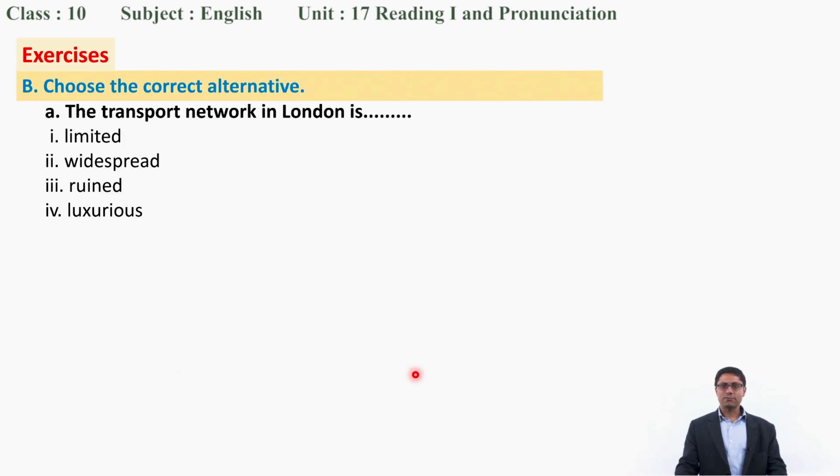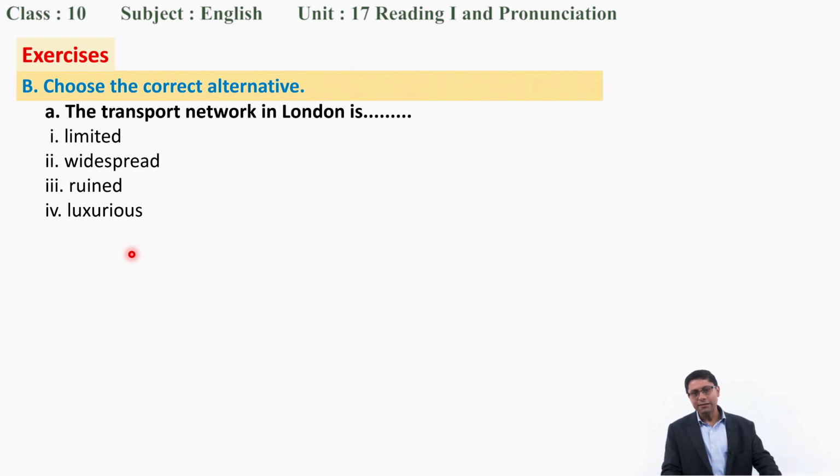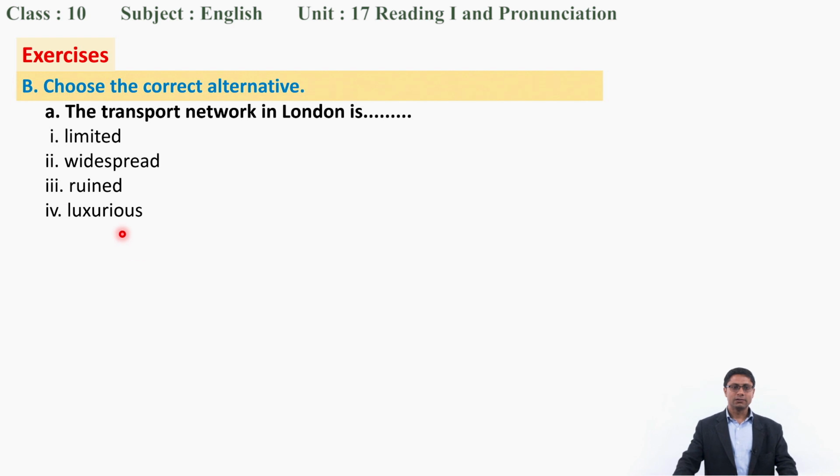Dear students, now let's move on to exercise B. So, here, choose the correct alternative. It says you do have questions there and alternatives are given. You have to choose which one is the right answer. Okay. Let's begin with A. The transport network in London is: limited, widespread, ruined, and the last one is luxurious. So which one is it? Okay, that's good.